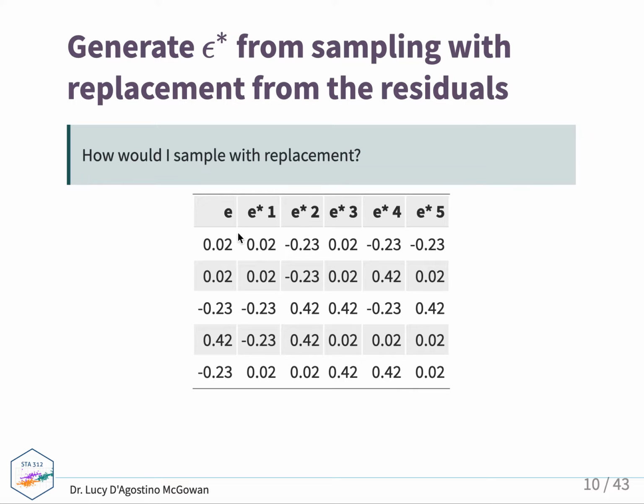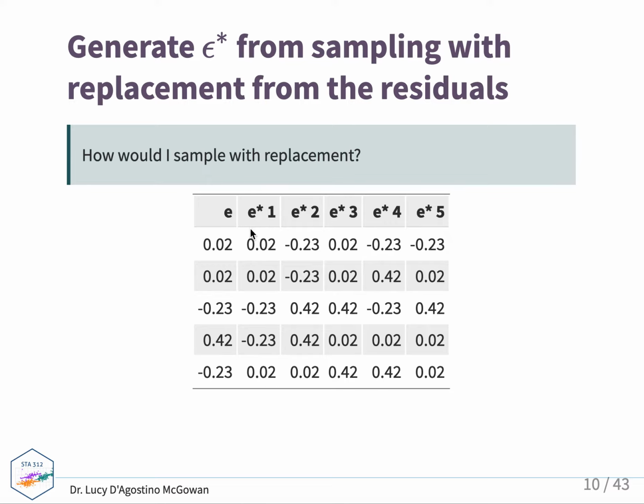And so this is what that could potentially look like. The first time I calculated an E star, I reached into my hat of residuals, and I ended up with 0.02, and then I put that back in, and I ended up with 0.02 again, and I put that back in, I ended up with negative 0.23, put it back in, ended up with negative 0.23 again, put that back in, and ended up with 0.02. And so this is one bootstrap sample here, and this is an example of sampling with replacement from the original observed residuals data. So this was what I got in my first sample. You'll notice that this 0.42 never showed up in this data set just by chance.